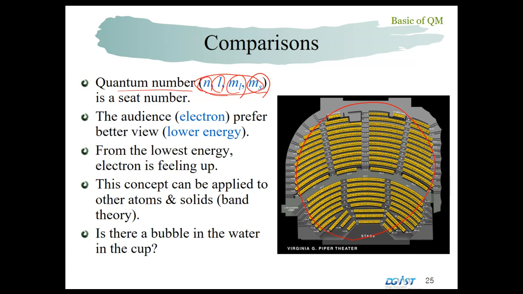So, if there are many audience members, they usually prefer the better place, like a seat near the stage. Usually they are expensive. If the audience is allowed to sit anywhere, first come, first served, usually people occupy these seats first. It's the same for energy. A better view means the low energy of the system. So when we have multiple electrons, they start filling up the positions from the lowest energy. You already learned about this from Hund's rule. And this concept is very important in solid state physics because band theory is based on those principles.